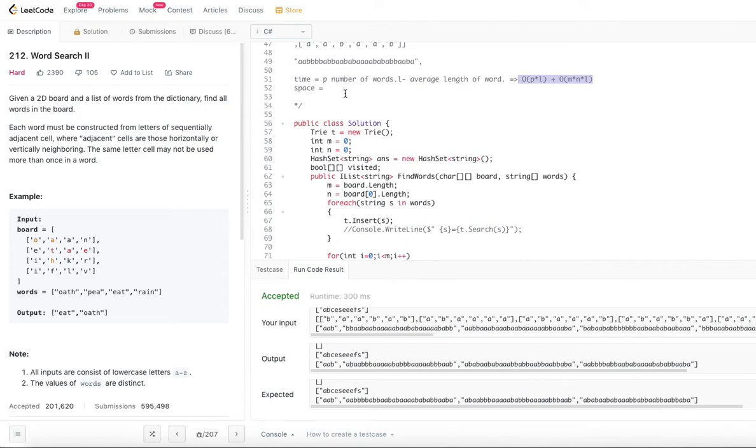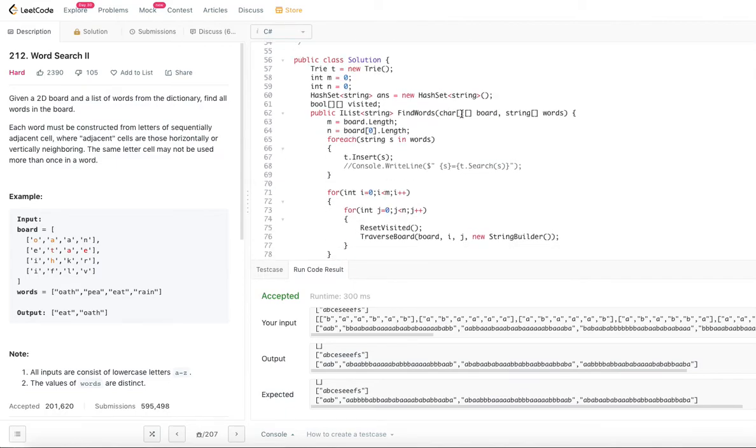It's not easy to come up with the complexity for these kinds of problems, because the word lengths and number of words are unknown to us. That's why we assumed there are p number of words and L is the average length. That's why we came up with this particular time complexity. So what is the space complexity?